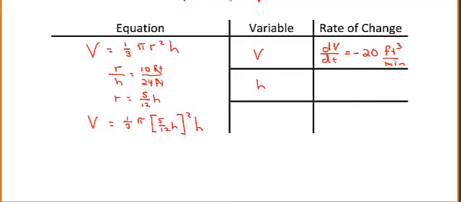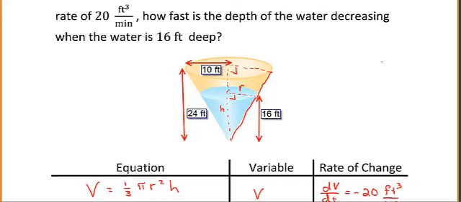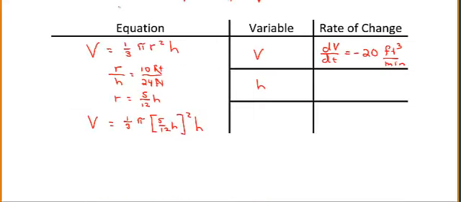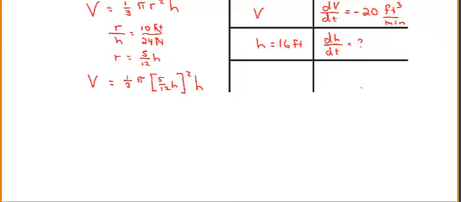I believe I have the time correct on that. I'll just double check. It's 20 cubic feet per minute. And h is 16 feet. And we're asked, how fast is h changing? So what's the rate at which h is changing? We're asked about dh/dt. All right, so let's look at this.